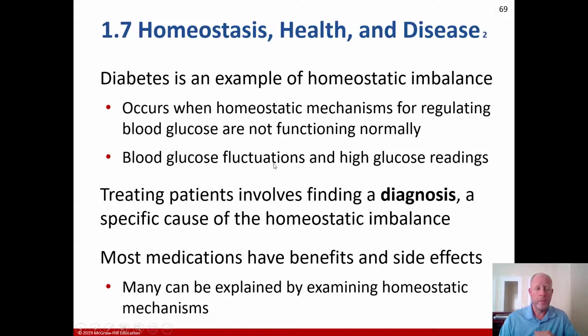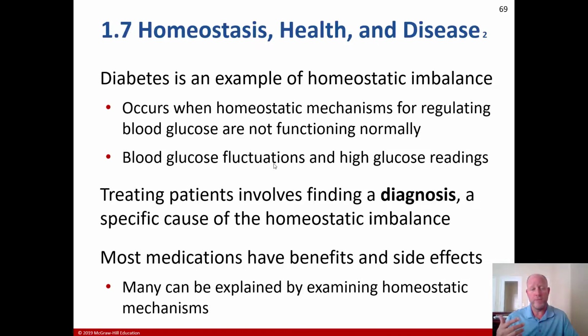That being said, diabetes, as I mentioned before, is an example of homeostatic imbalance, incapacity to either sense the information properly at the receptor site, to have a proper control center response, or it could be multiple, having a proper effector response. Okay. When these mechanisms are thrown off in function, it becomes dysfunction, right? With blood glucose fluctuations and high glucose readings, the difficulty that we will face in any situation, whether we're talking about diabetes or any disease or inability to maintain homeostasis, is getting the proper response.